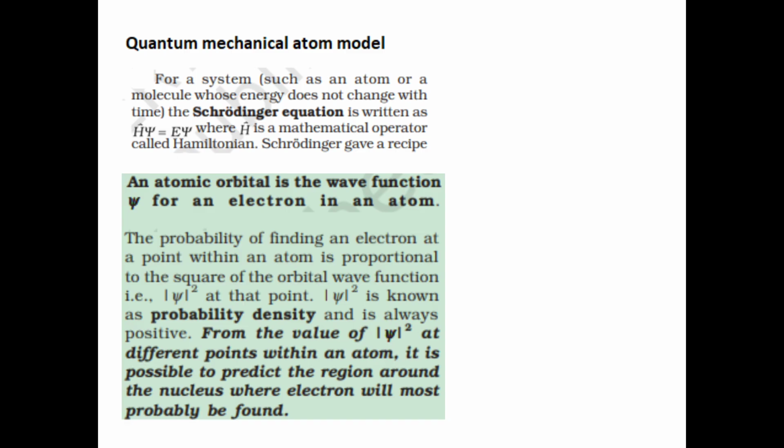An atomic orbital is a wave function psi for an electron in an atom. The probability of finding an electron at a point within an atom is proportional to the square of the orbital wave function, that is, mod psi square at that point. Psi square is known as the probability density and is always positive. From the value of mod psi square at different points within an atom, it is possible to predict the region around the nucleus where the electron is most probably found.